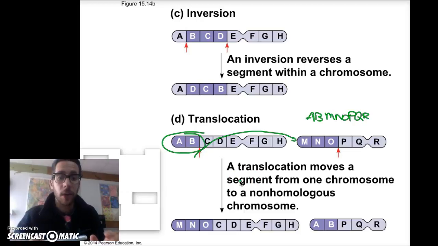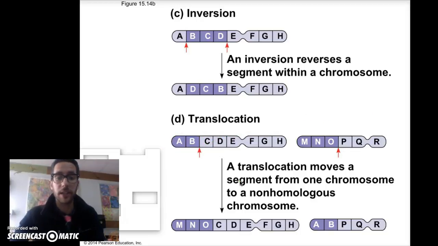All right, now on Wednesday, we're going to look at the significance or genetic diseases associated with each of these implications.